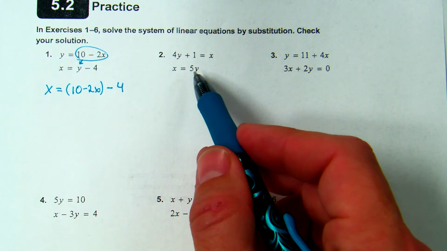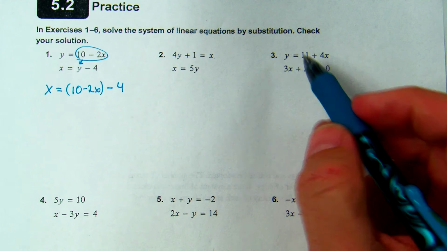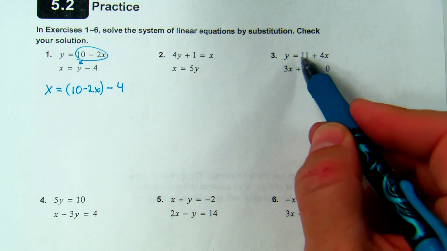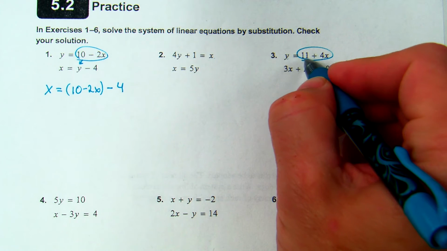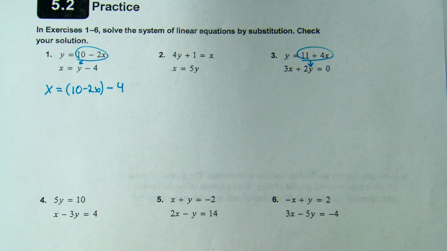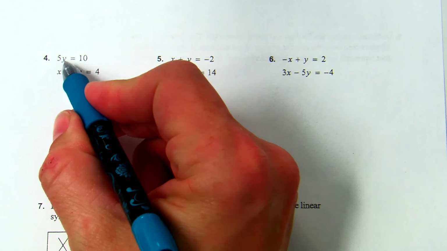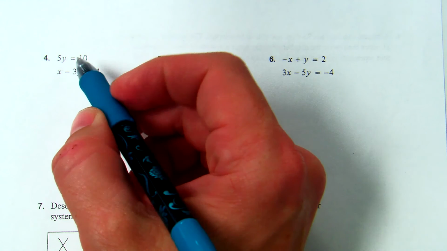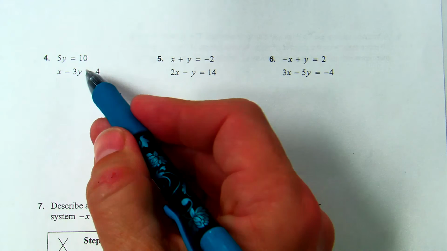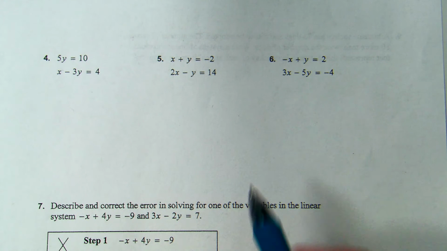Number 2, you have x already isolated here, or x isolated there. Number 3, you've got y isolated, so you can take all this and plug it in to the other equation where you see the y term. Number 4 is really simple because you've just got to solve for y here, and it's going to give you a value. You're not even having to substitute in an expression. You're just going to substitute in the value for y into the second equation once you find it and solve for x.